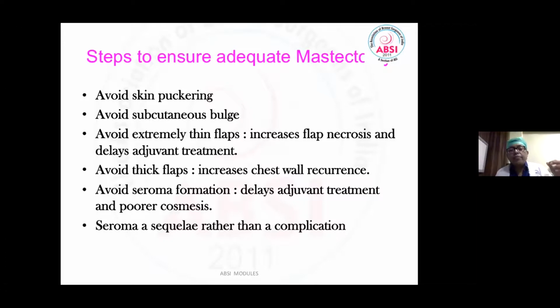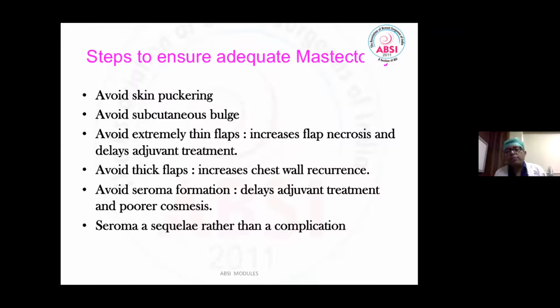Most residents would begin and focus on a flap which is extremely thin, and they end up with flap necrosis. So the flap has to be optimum. Again, in the next phase, after you have had 2 or 3 flap necrosis, you try to be more conservative and leave behind some of the tissue, which leads to late chest wall recurrence.